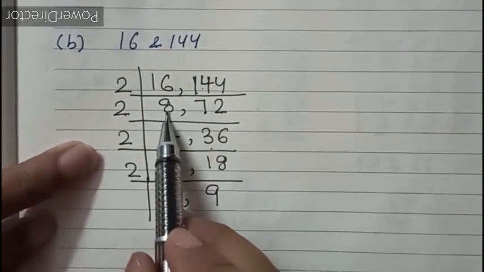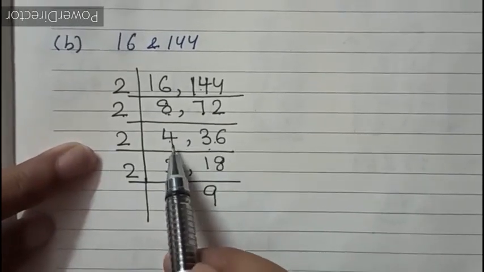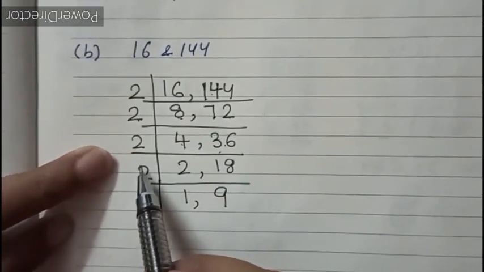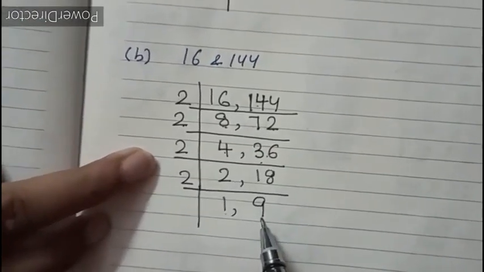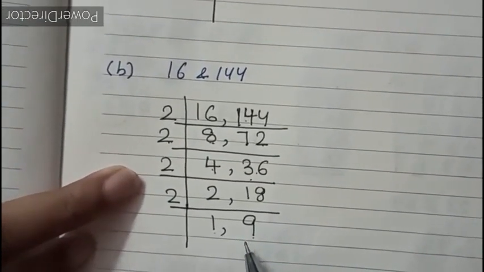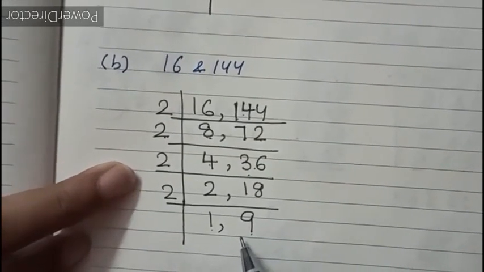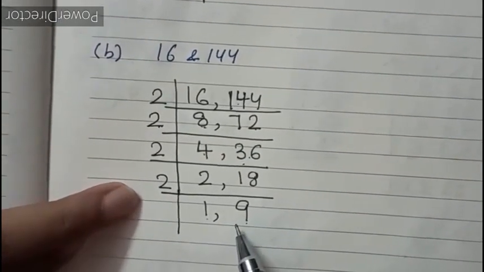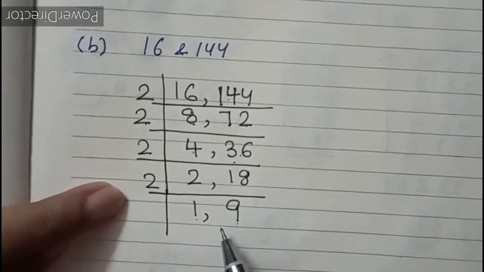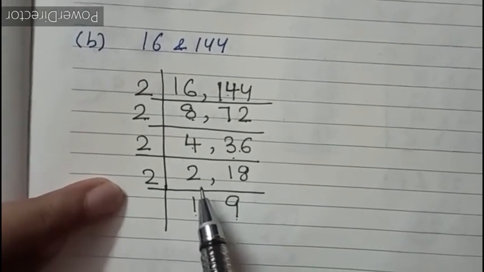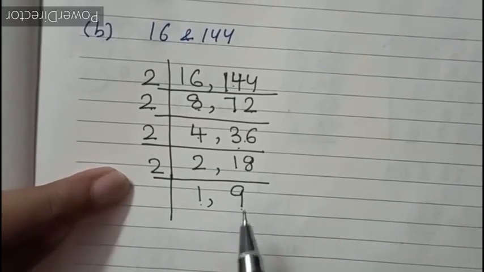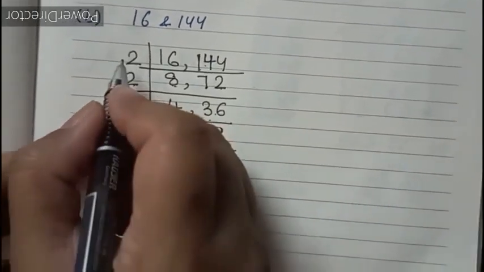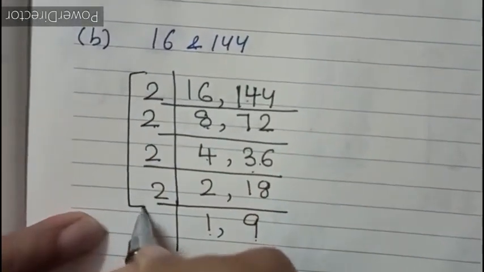Now in all these steps we could see that both numbers are divisible by a common number, that is 2. Now here when 1 and 9 come, we do not have a common factor. That means there is no such number which will divide these two numbers. So we will stop now and we see all the common factors are here.